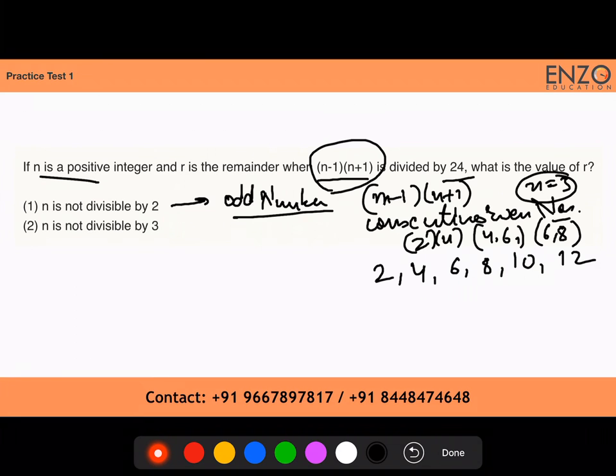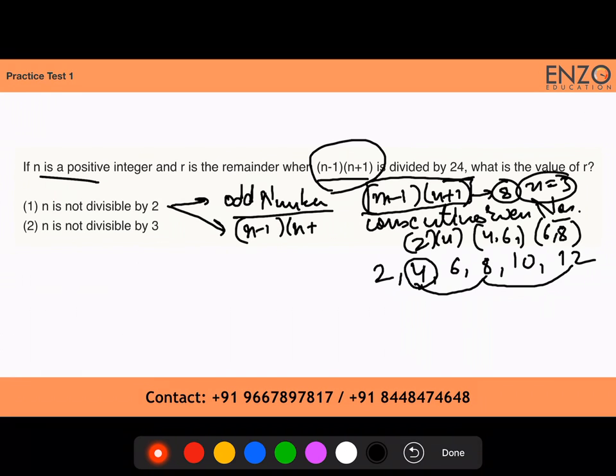Now, if we write consecutive even integers, we will notice that every alternate even integer is a multiple of 4. So, out of these two numbers, one is a multiple of 4, and obviously both are even numbers. So, one is a multiple of 2 also. This whole thing is a multiple of 8. So, that means first statement simply tells us that this number (n minus 1) into (n plus 1) is a multiple of 8. It is divisible by 8.